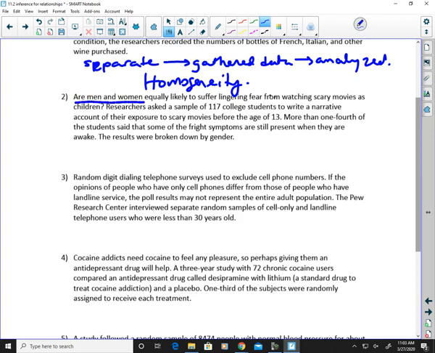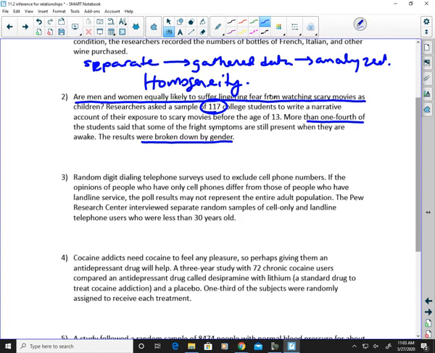Are men and women equally likely to suffer lingering fear from watching scary movies? They took a sample of 117 students to write a narrative about their exposure to scary movies before the age of 13. More than 1/4 of the students said that some of the fright symptoms are still present when they are awake. The results were broken down by gender.